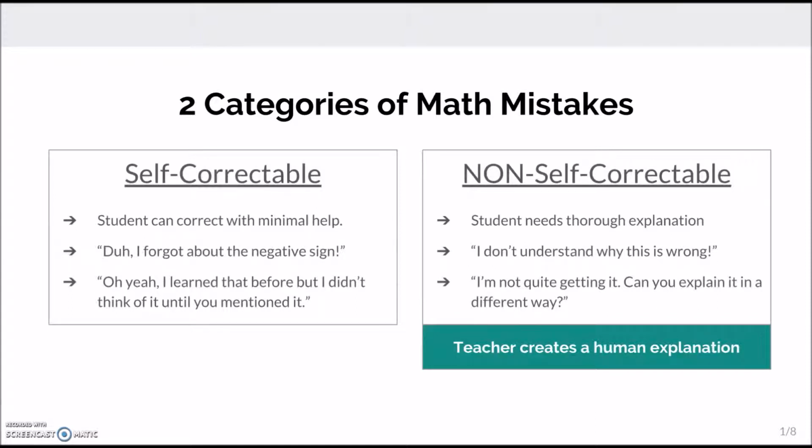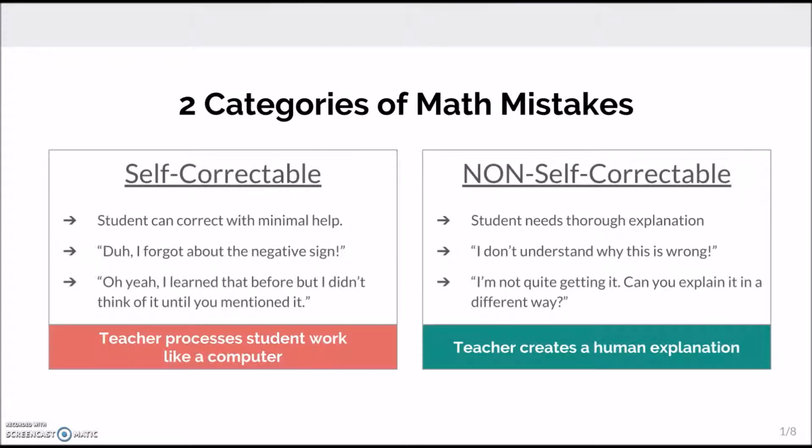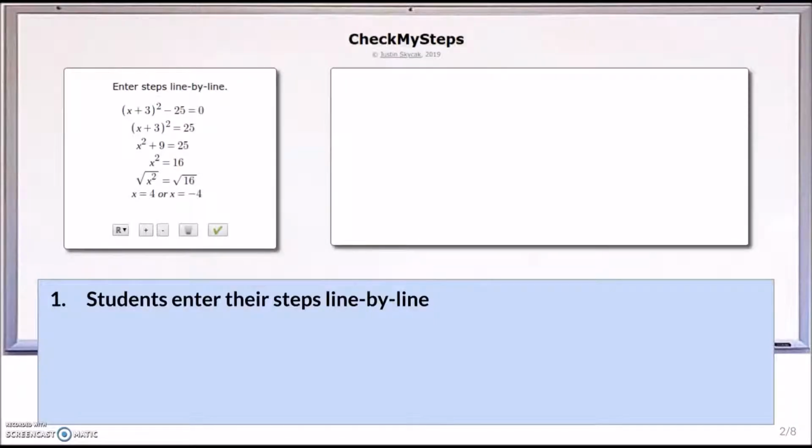On the other hand, with self-correctable mistakes, the teacher processes student work like a computer, parsing through the lines of student work and tagging any mistakes for the student to review. This isn't very enjoyable for the teachers, and it's not a great use of their time either. So why don't we try to automate it? That's precisely what my web app, CheckMySteps, attempts to accomplish.